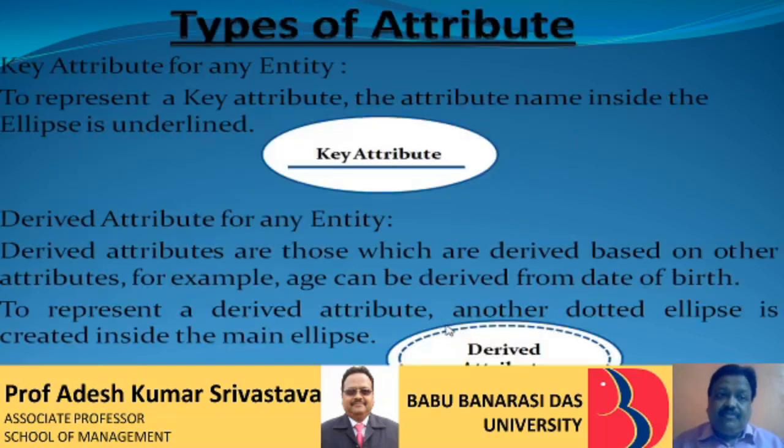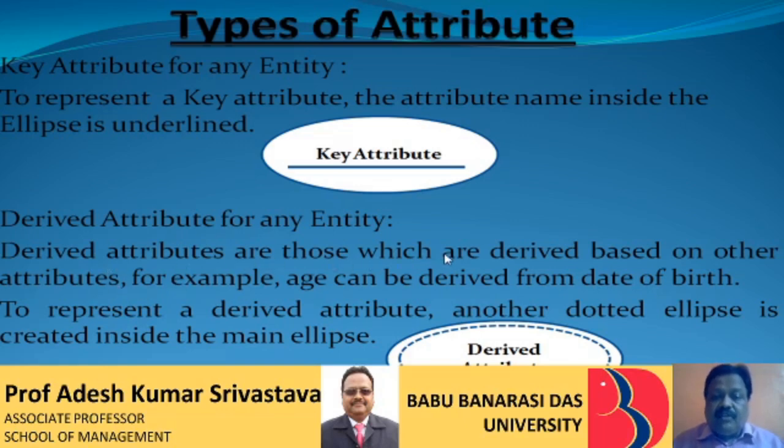Now, types of attribute. The key attribute for an entity: to represent a key attribute, the attribute name inside the ellipse is underlined. If we are representing a simple attribute, it will be represented through an oval shape. But if we are representing the key attribute, within the oval we'll put a line like this. And then there is another attribute, that is derived attribute.